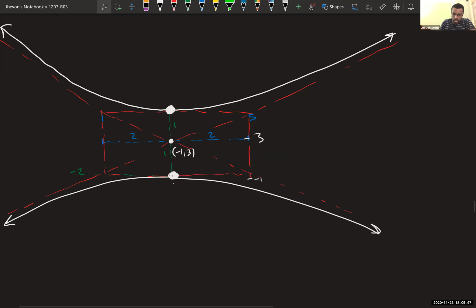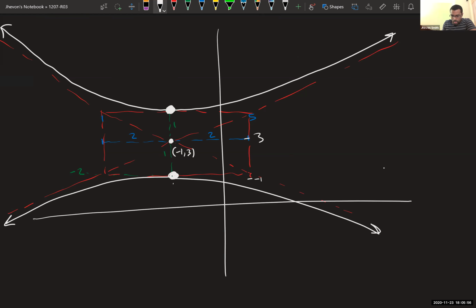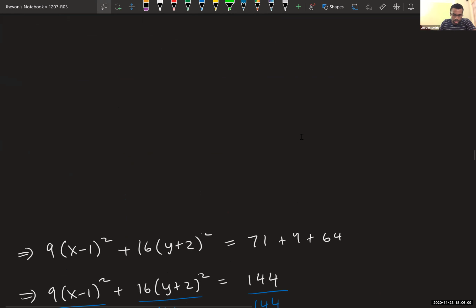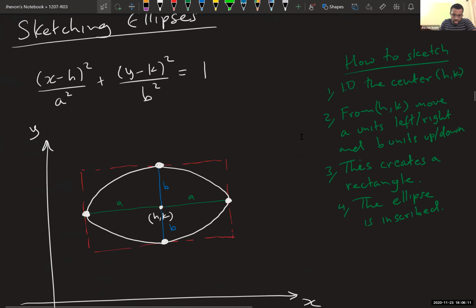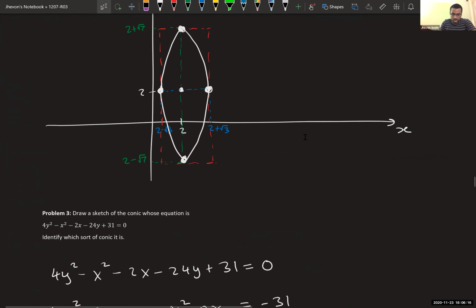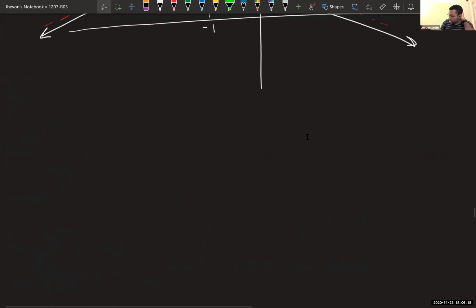2 in the X direction. 1 in the Y direction. All right, so that's that. So the only thing I wanted to cover in this section is how to sketch these guys, because it's going to be important at some point, and it's the thing that most people forget how to sketch.